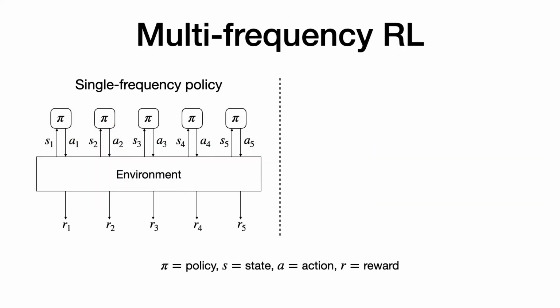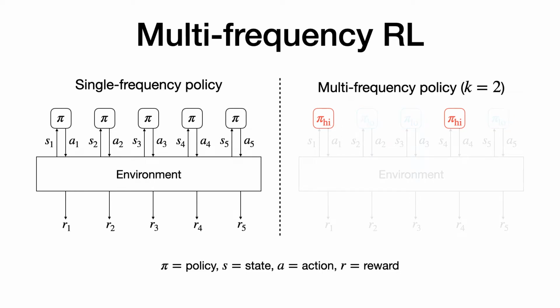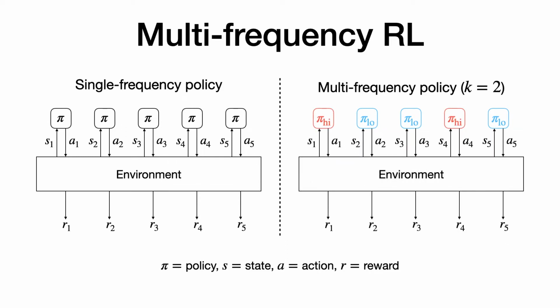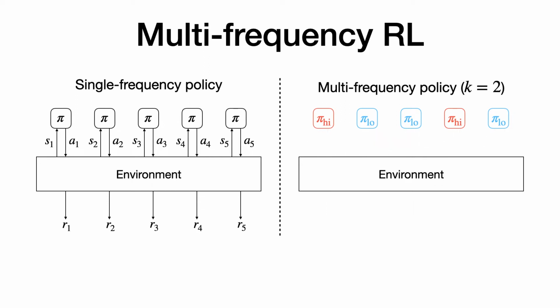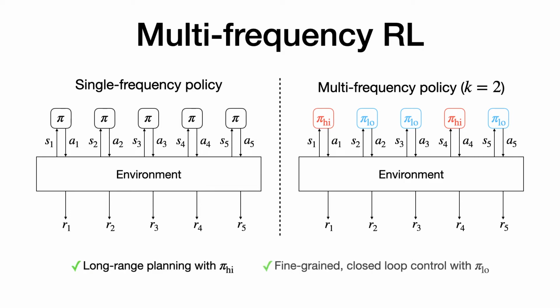To handle the unique challenges of mobile manipulation with a blower, we use a multi-frequency version of spatial action maps. In such a setup, we have 2 or more frequency levels, each with its own subpolicy. The low level executes at a higher frequency and takes k steps for every high-level step. In this example, k equals 2, so after each high-level step, the low-level subpolicy will execute for the next 2 steps. This formulation allows us to learn a policy that can handle both long-range planning and fine-grained closed-loop control.